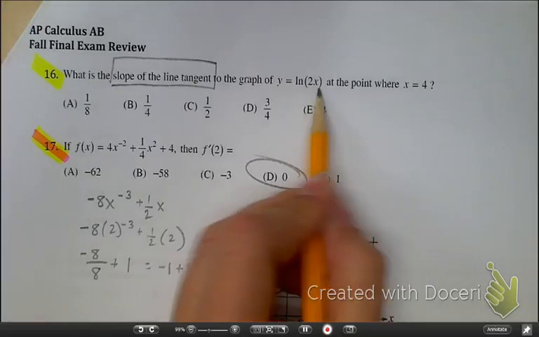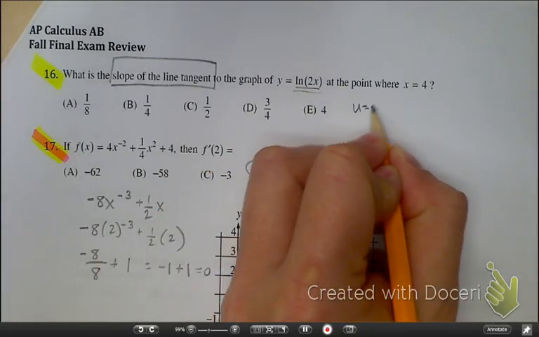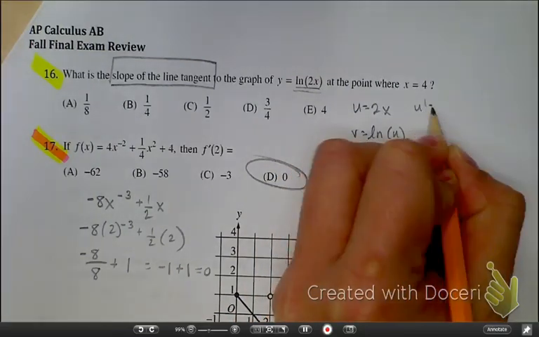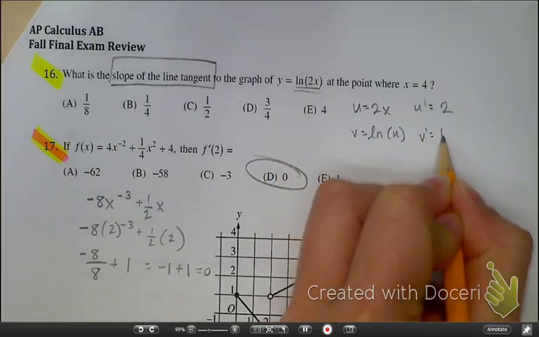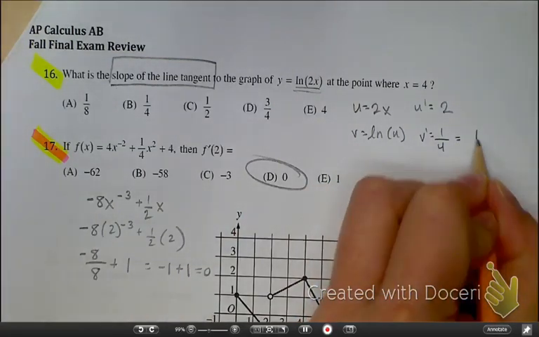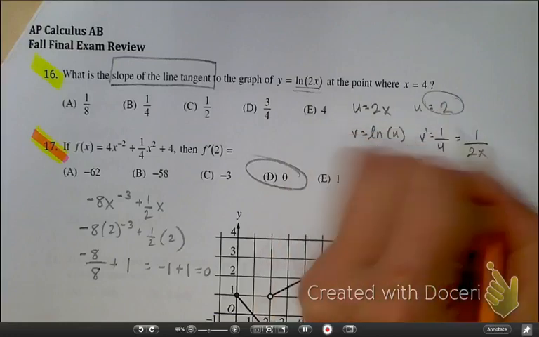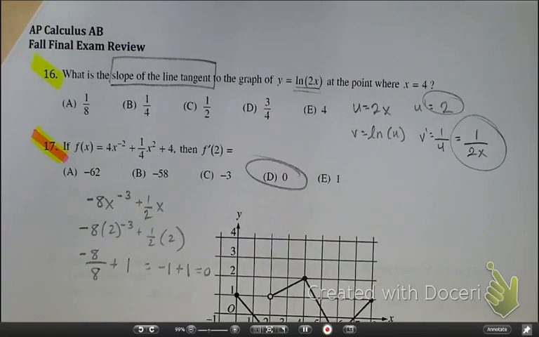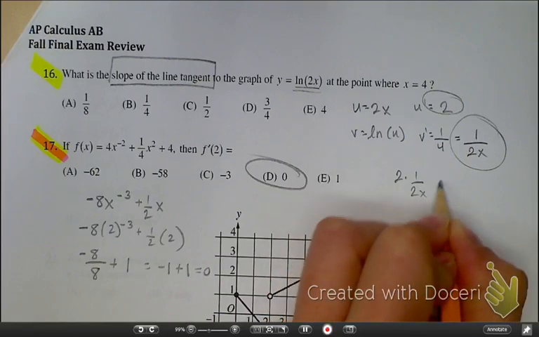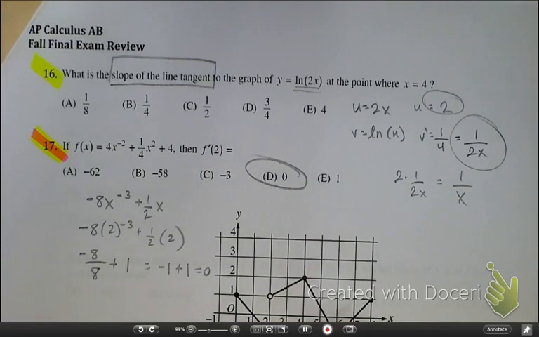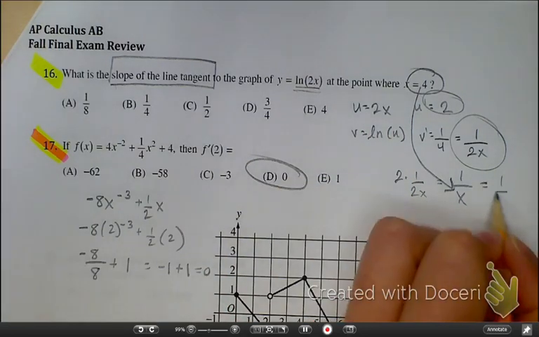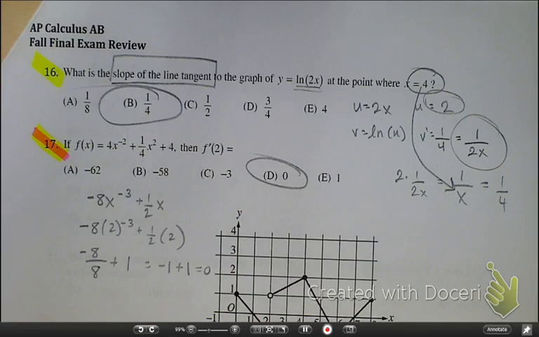Now again, this is a chain rule problem. The inside function is 2x. The outside function is ln of u. u prime is just 2. v prime is 1 over u, because the derivative of the natural log is 1 over u. If I replace u back with what it equals, that would be 1 over 2x. Using the chain rule, I can multiply the derivative of the outside and the derivative of the inside. So when I multiply 2 times 1 over 2x, I get 1 over x. And they want to evaluate this at 4. So I'm going to plug 4 into that, 1 over 4. Answer choice B.